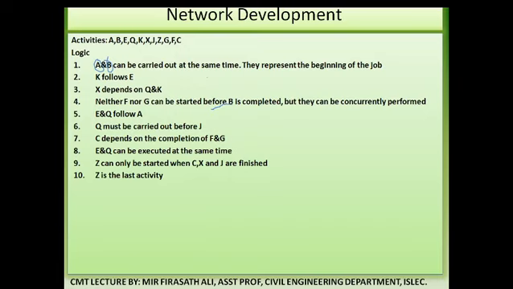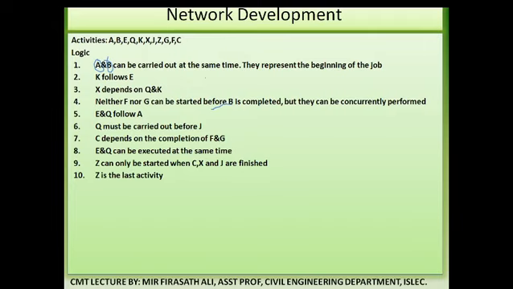F and G can be concurrently performed. E and Q follow A, and Q must be carried out before J. C depends upon completion of F and G. E and Q can be executed at the same time. Z can only be started when C, X and J are finished. Z is the last activity.